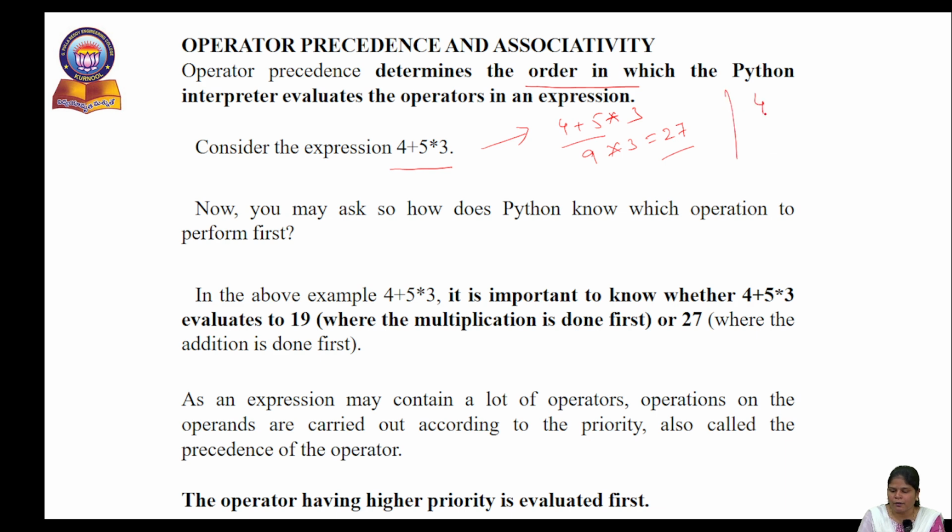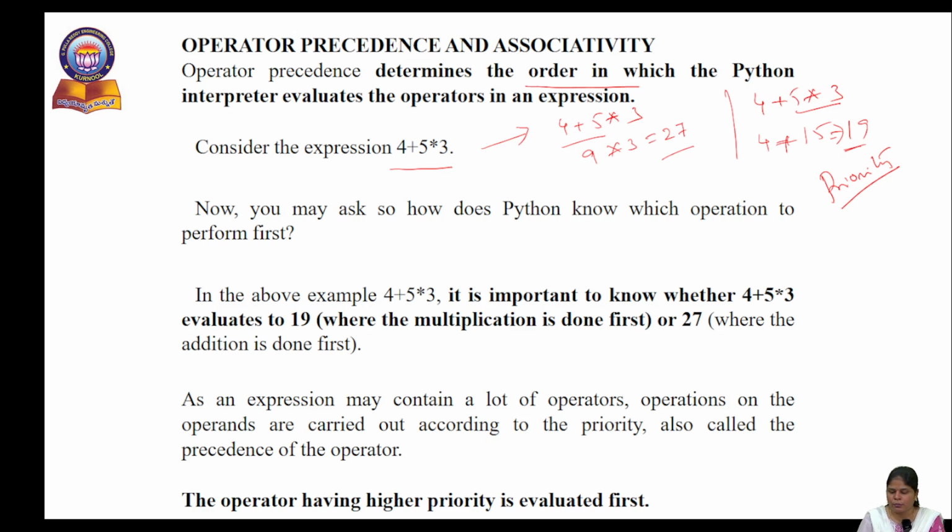If I evaluate 5 into 3 first, which gives 15, and then add the value to 4, I will get the output as 19. So operator precedence determines which operator has to be given more preference than the other operator. It mainly specifies the priority of operator evaluation in an expression.